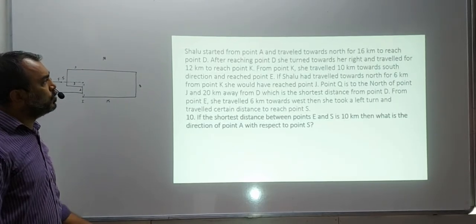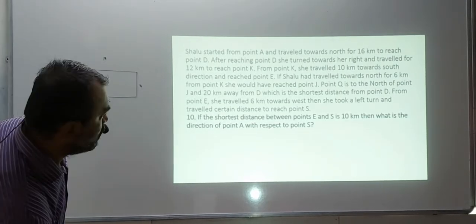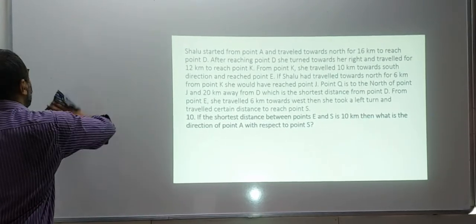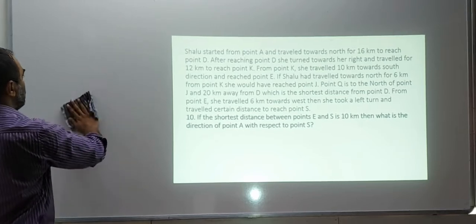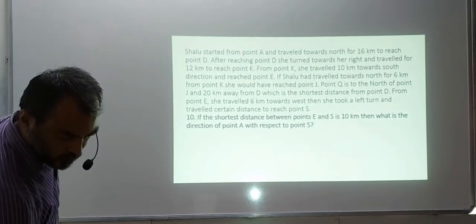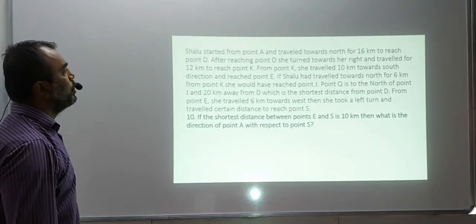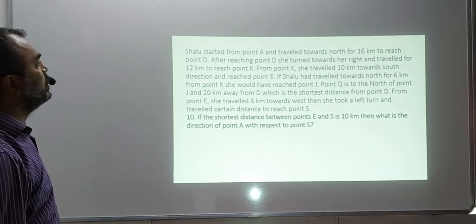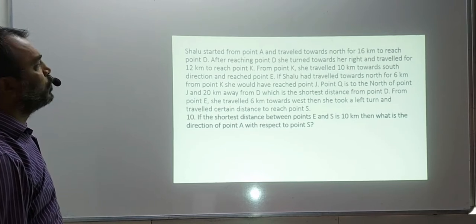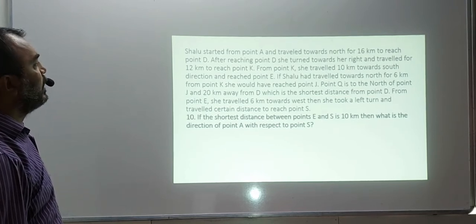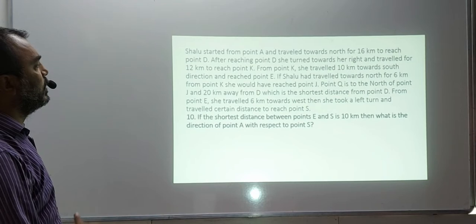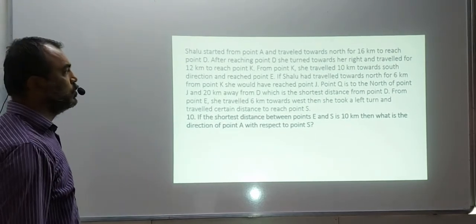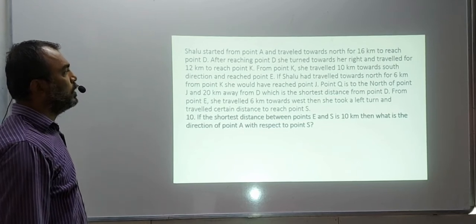Now we move to another point. Again, draw a diagram first. I give you the time. Read the data carefully first. First of all, we read data. Shalu started from point A and traveled towards north for 16 km to reach point B. After reaching point B, she turned towards the right and traveled for 12 km to reach point K. So here she is going in an order, so there is not an issue. Okay?